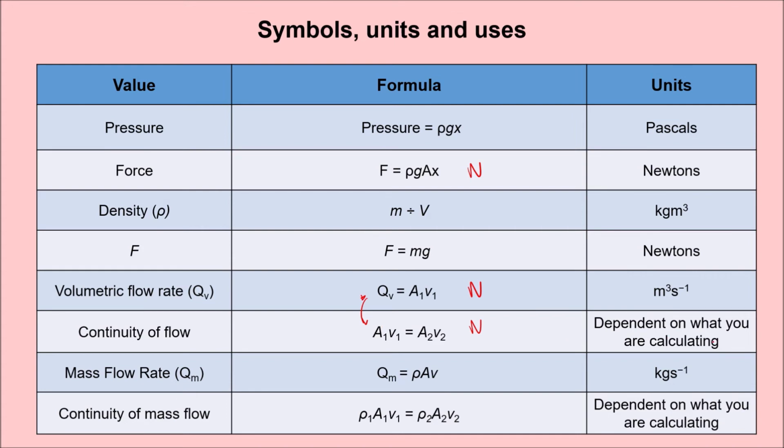Now I've left the units as depending on what you're calculating. If I'm using the continuity of flow, I might be calculating the area of an object, so my units would be meters squared, or I might be calculating the velocity of an object, so my units would be meters per second. And I've done the same for continuity of mass flow. Again, the continuity of flow and continuity of mass flow are very closely linked. As you can see, you've got density, area, velocity equals density, area, velocity.